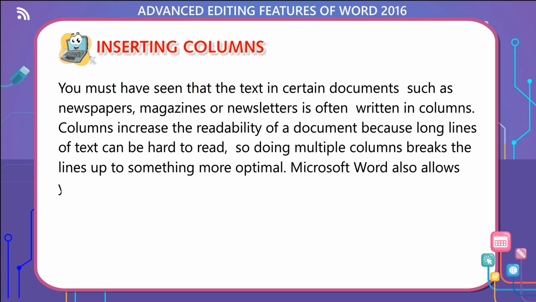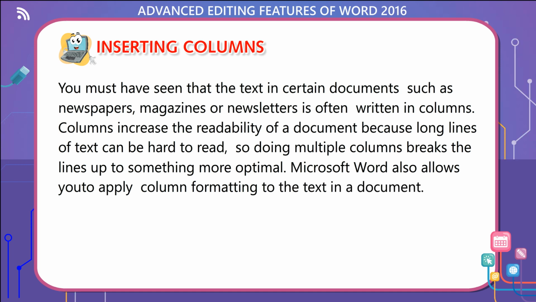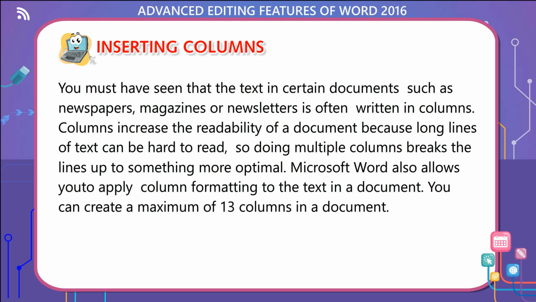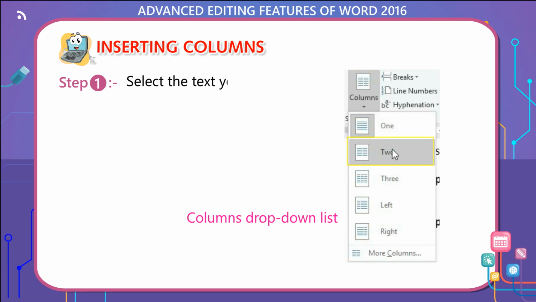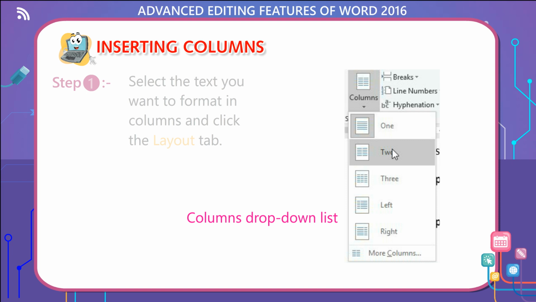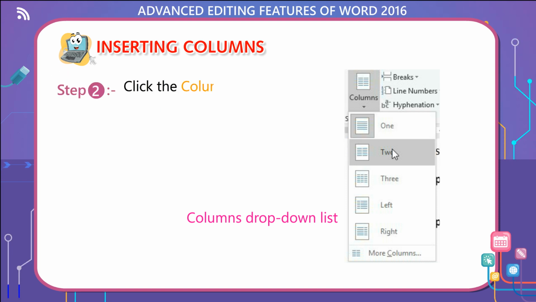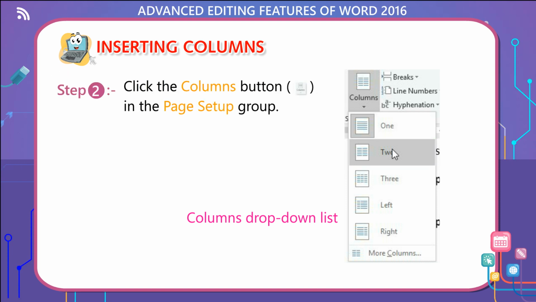Microsoft Word also allows you to apply column formatting to the text in a document. You can create a maximum of 13 columns in a document. To insert columns into your document, follow these steps. Step 1. Select the text you want to format in columns and click the Layout tab. Step 2. Click the Columns button in the Page Setup group.